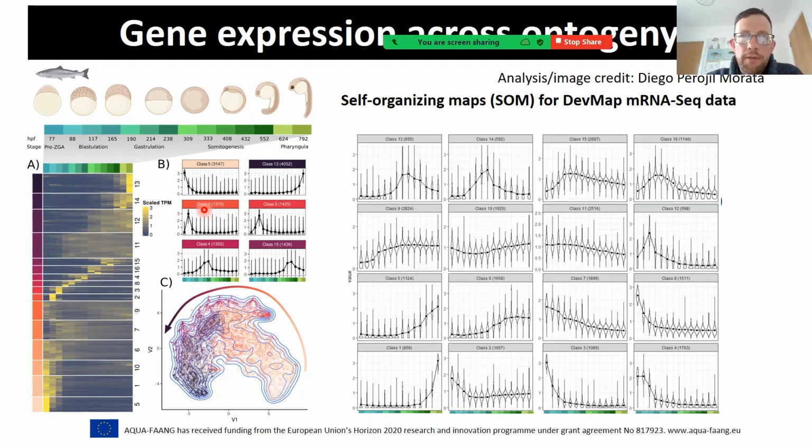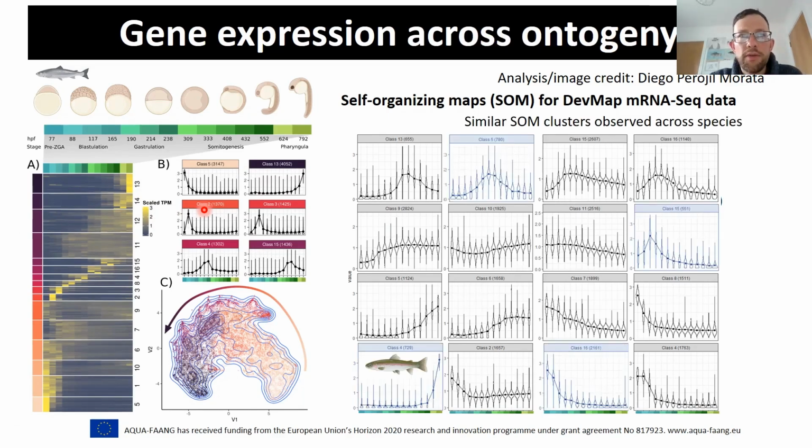And a full SOM clustering analysis is shown then on the right, and Diego has done this approach separately for both species, and you can see common clusters for both species, like these examples I've shown in blue for rainbow trout, and that provides us with a really useful basis for the planned comparative analyses. It also gives us confidence that we've matched across the stages appropriately between the two species.